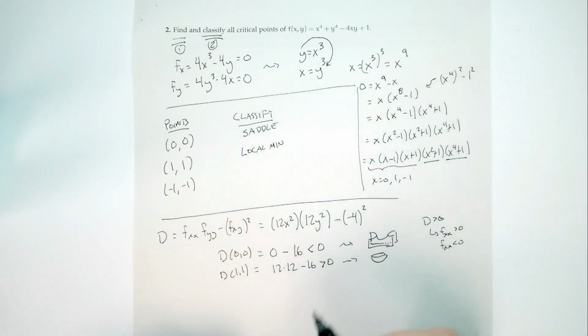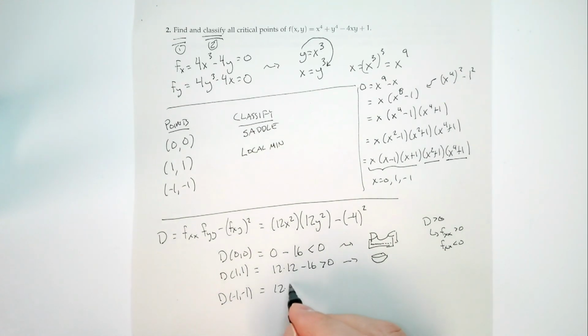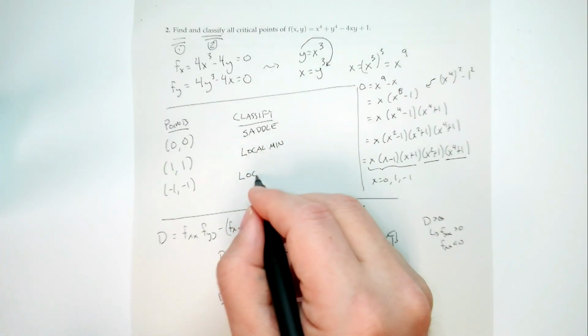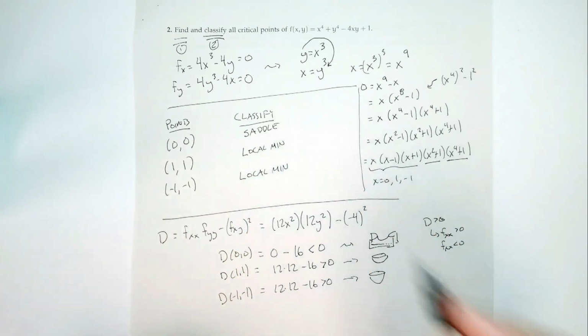That's really the second derivative test, but that's a different story. All right, minus 1, again 12 times 12, minus 16, still positive, and lo and behold, fxx is still positive, and so this is also a local min. And there we go. That's our answer.